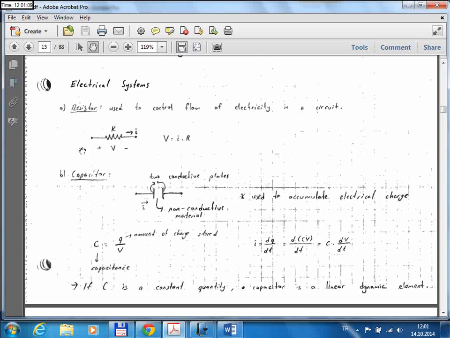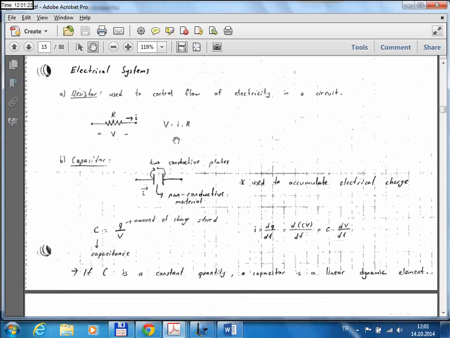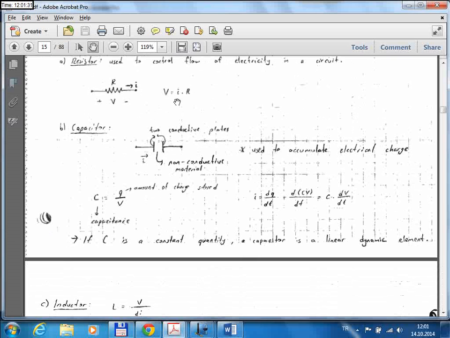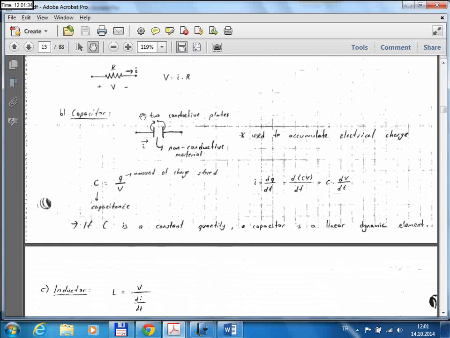If you apply a potential to the two ends of a resistor, V being the potential difference, then there will be a current flowing through this resistor, and it is given by this relation. Okay, so this is the equation for a resistor. And similar to a spring, the resistor is also a static element, since there is no differential equation here. The next element is a capacitor. The capacitor is shown with this symbol, and physically a capacitor is composed of two conductive plates with a non-conductive material between them. And capacitors are used to accumulate electrical charge.